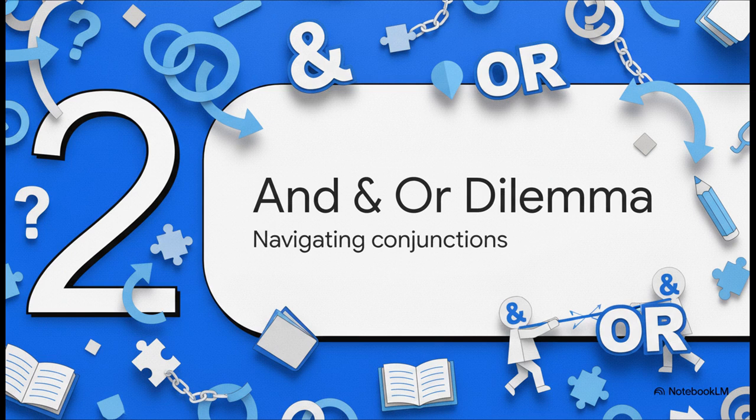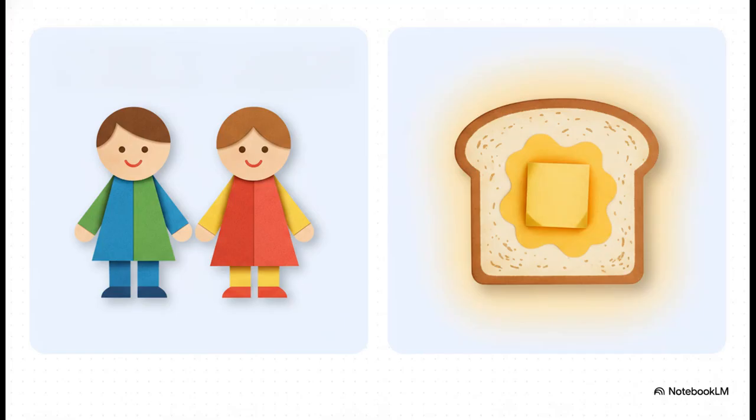Moving right along to section 2. This is a big one, the and or dilemma. Test makers absolutely love using these basic conjunctions to cause total chaos when you're under time pressure. Take the standard rule, for instance. When two subjects are joined by and, we usually use a plural verb. Ram and Sham are friends. Two people, plural verb. Super simple, right?